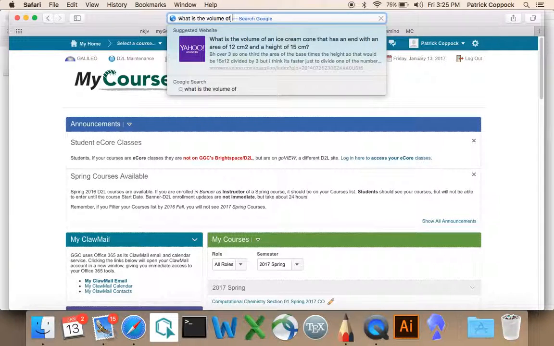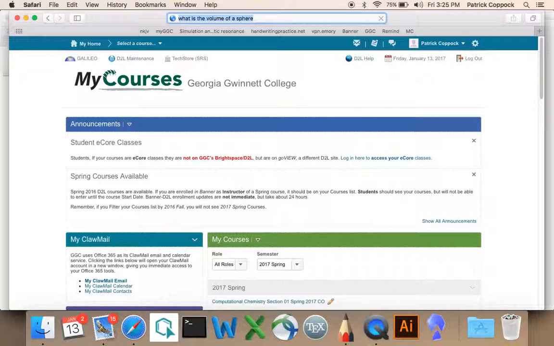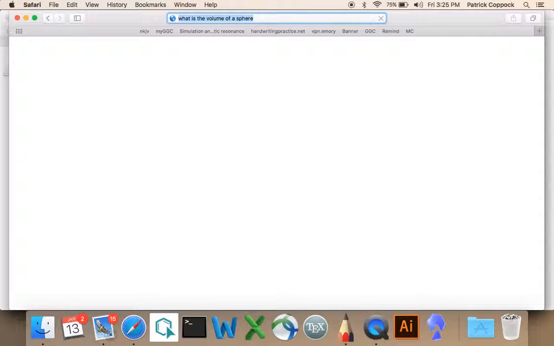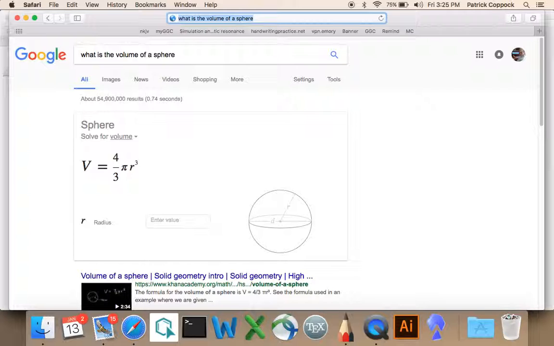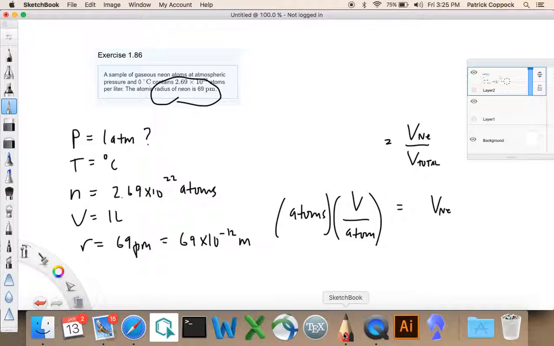What is the volume of a sphere? Volume of a sphere is 4/3 pi r cubed. So the volume of a neon atom, which is a sphere, is equal to 4/3 pi r cubed, right? And there's r right there: 69 times 10 to the minus 12.